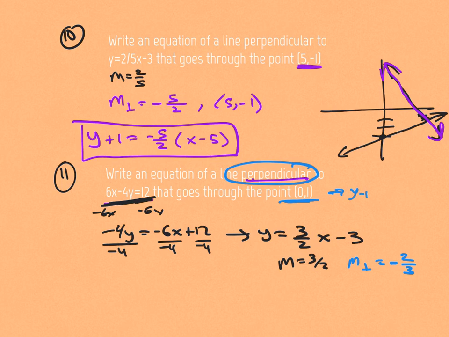So I can write y equals mx plus b. y equals, use my perpendicular slope, negative 2/3 x, use my y-intercept of 1, plus 1. Okay? All right, that's all.